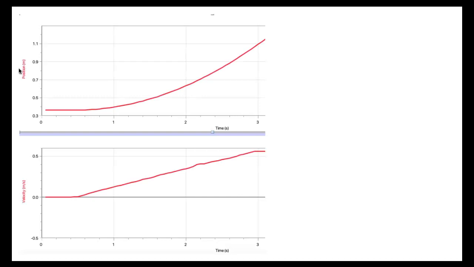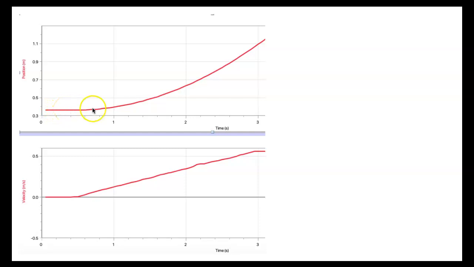But we're going to go ahead. Here's what the graphs actually looked like. You can see that the position starts out around 0.35 meters, and the velocity is initially 0, which makes sense because the velocity is the slope of a position versus time graph, and the slope of this graph here is initially 0.